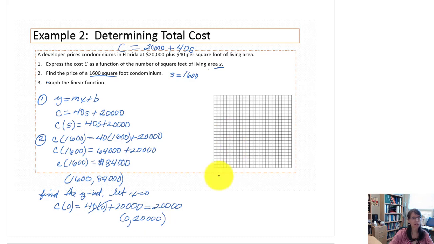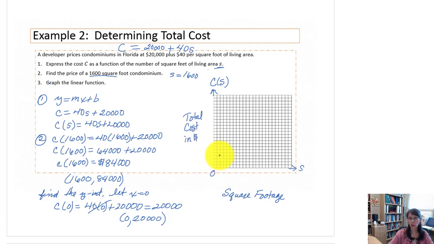Going to the graph, input, we used to call this the x-axis, we're now calling that S, which represents our square footage. Again, we're always starting with 0. And our other axis is the total cost, which is C of S. And this, of course, is in dollars.